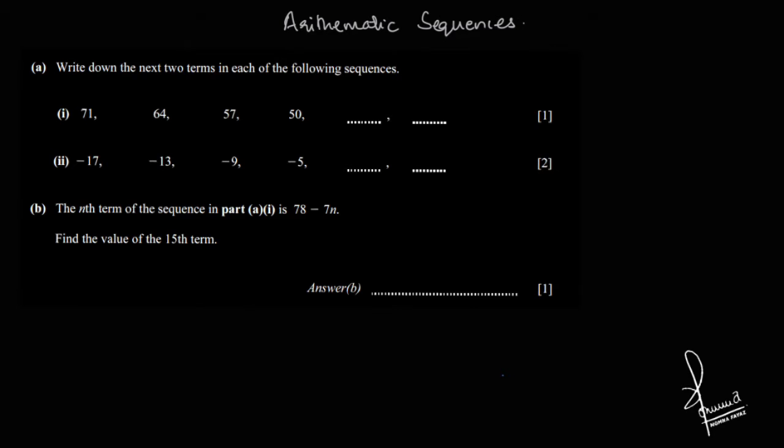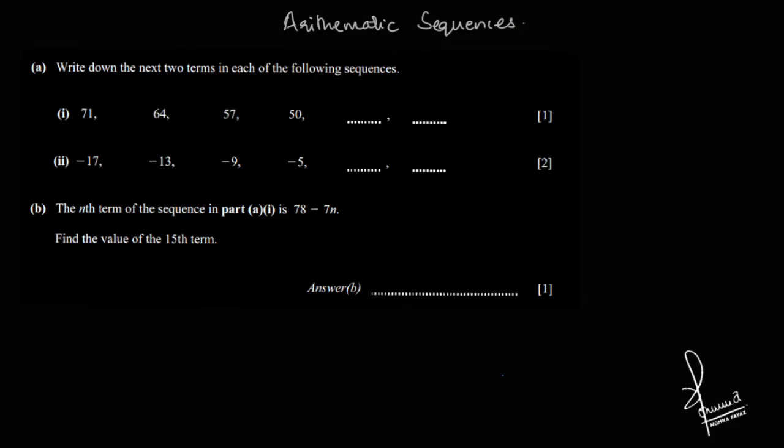So I want to do a few more questions with you so you're more comfortable with the topic before I move on to the other types of sequences. The first question is asking to write down the next two terms in each of the following sequences. अब just looking at the sequence, ठीक है, सबसे पहली चीज़ you want to find the term to term rule so you can judge whether it's an arithmetic sequence or any other sequence.